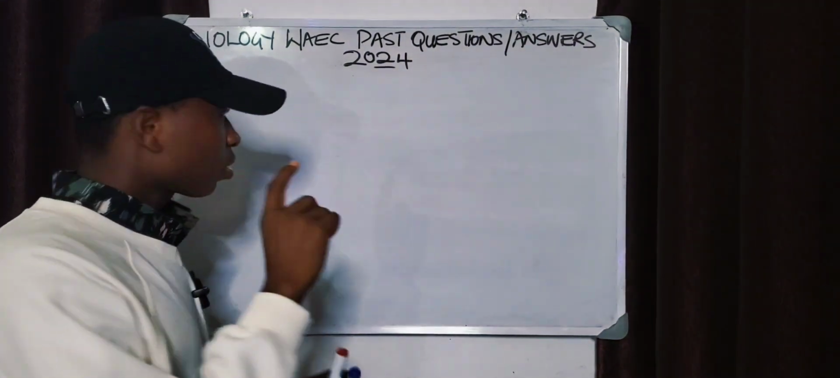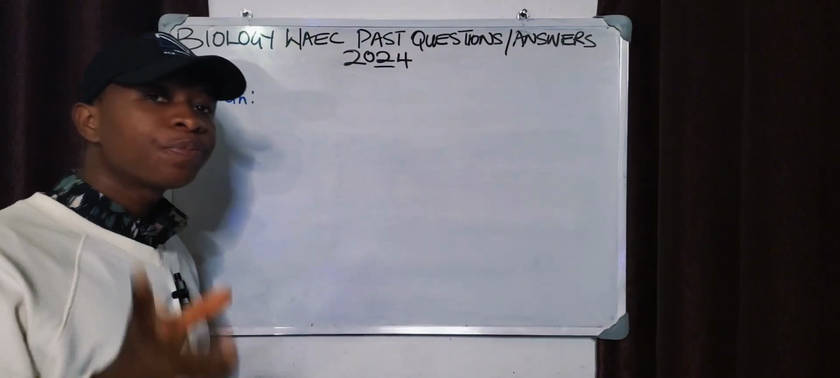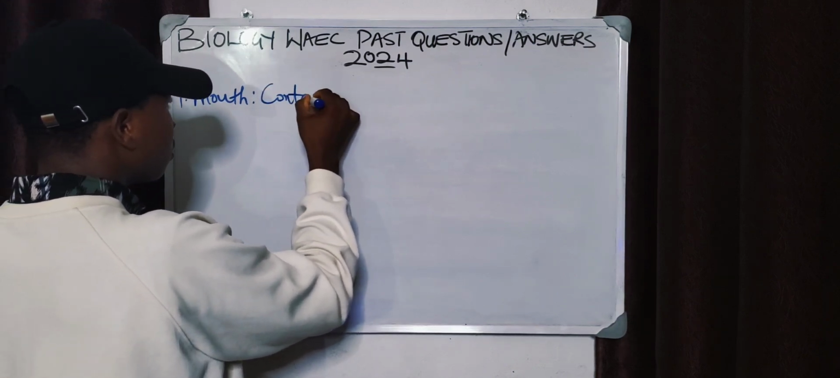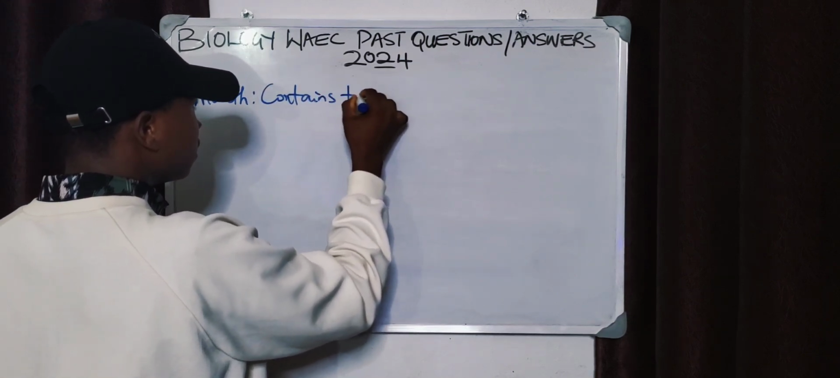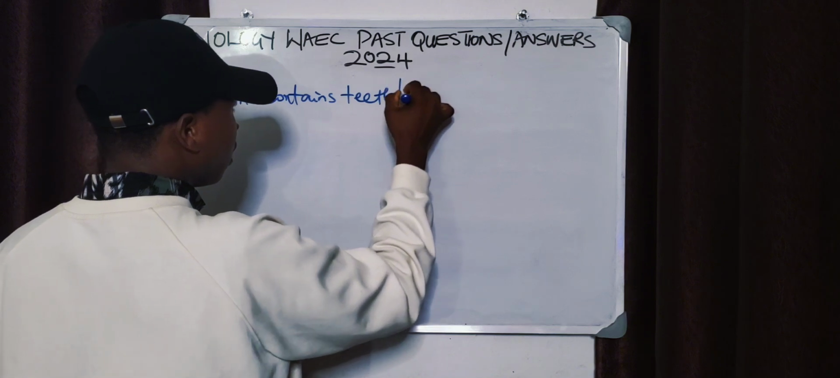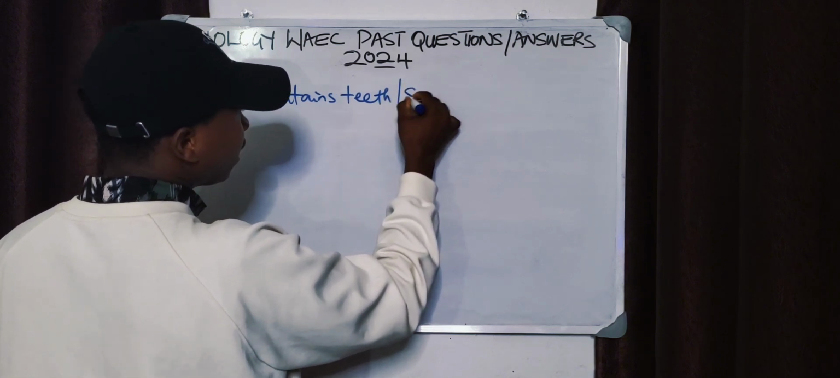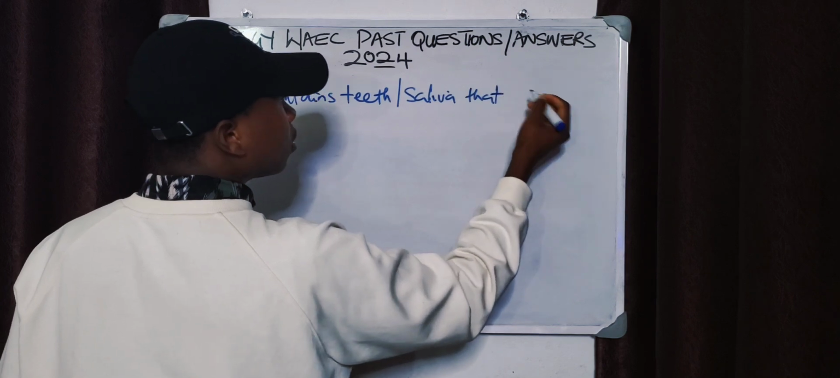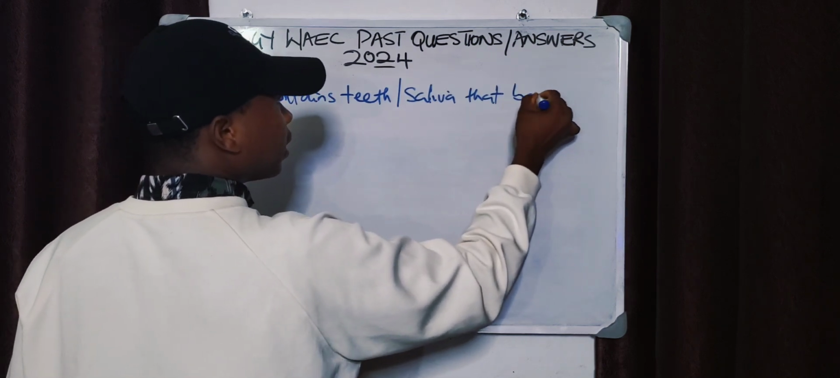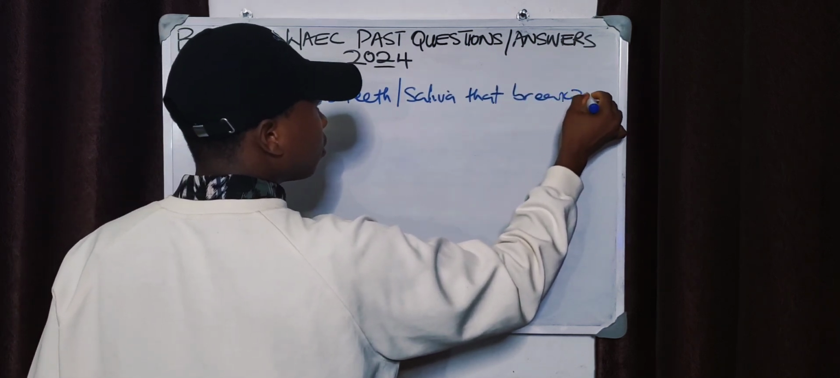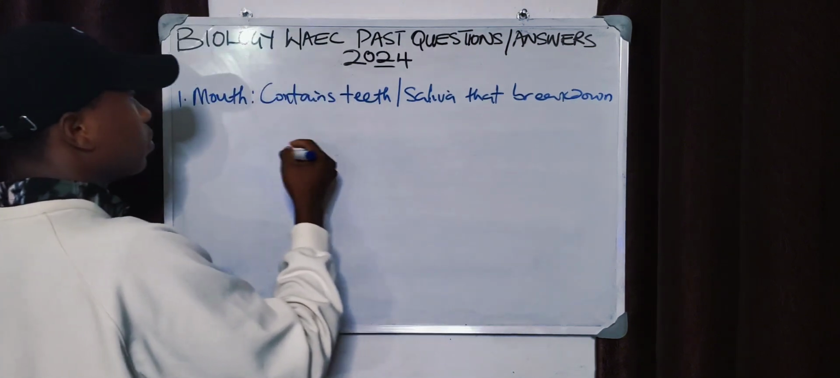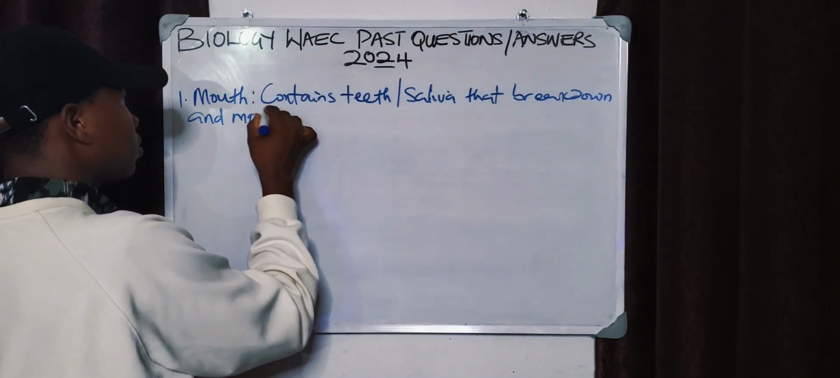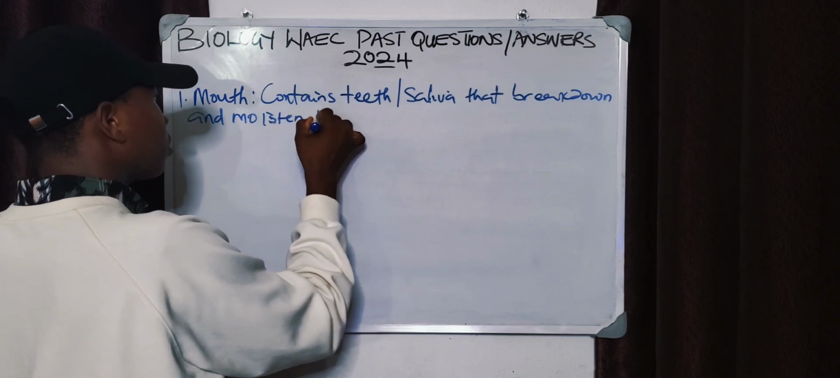So what's the function of the mouth in that process? Firstly, the mouth contains the teeth and saliva that break down and moisten the food.